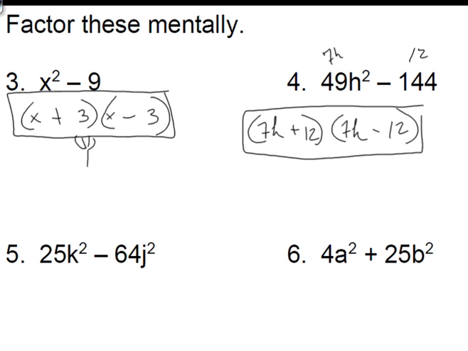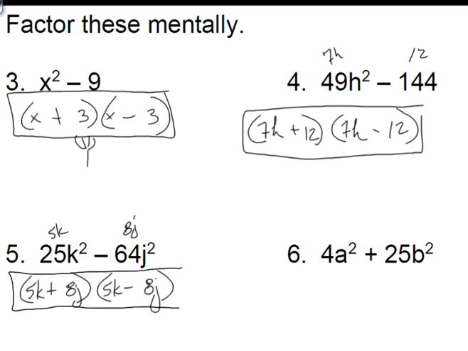Looking at example 5. Here I have a 25k squared, so that would be 5k if I take the square root of it. I have a 64j squared, that would be 8j. They are perfect squares, so therefore I automatically drop down. And I put 5k, I put 5k, I put 8j, I put 8j, I put a plus, I put a minus, and Bob's your uncle. And that one is done.